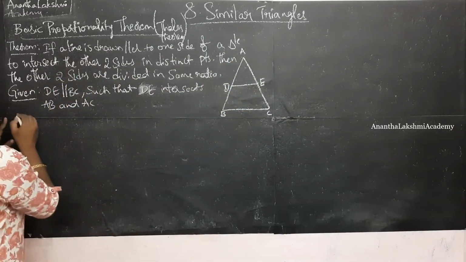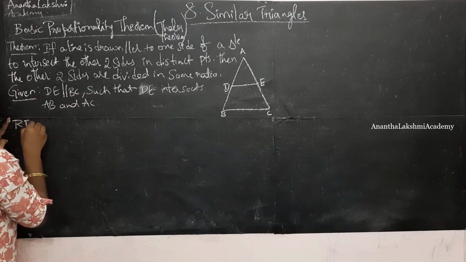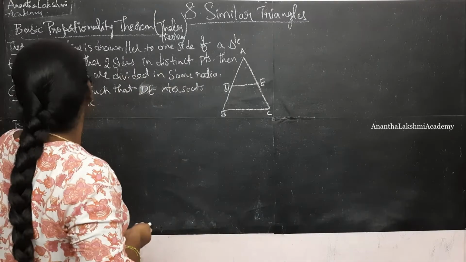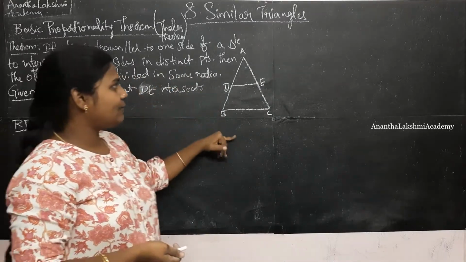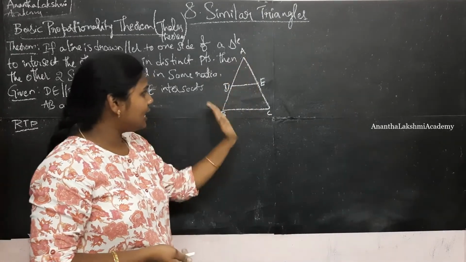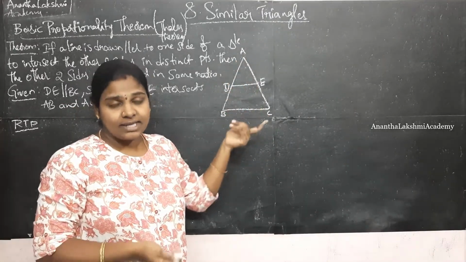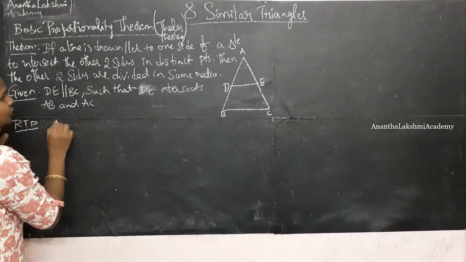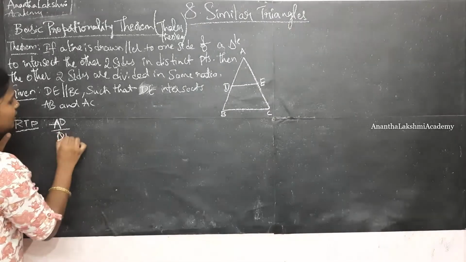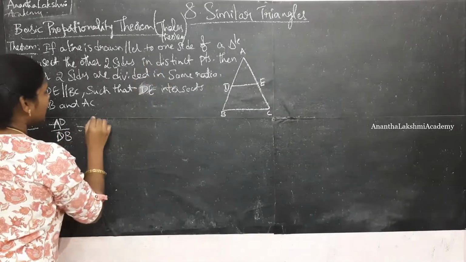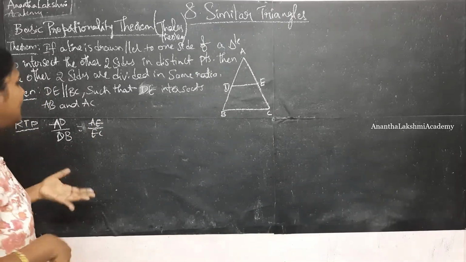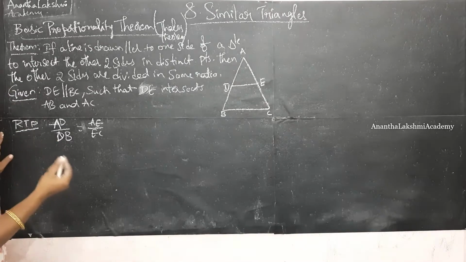All right. So next, what is it that we are supposed to prove? RTP is nothing but required to prove. What did it say? The other two sides are divided in the same ratio. Now that I draw a line parallel to BC, the other two sides are nothing but AB and AC. They are divided in the same ratio. So what are we supposed to prove? AD by DB is equal to AE by EC. Okay. Now let us see how we can figure that out.